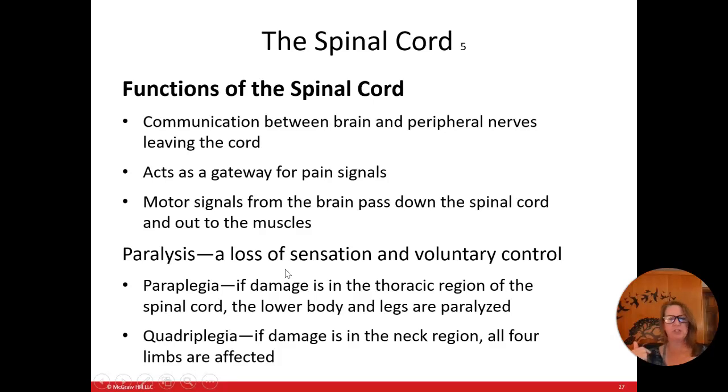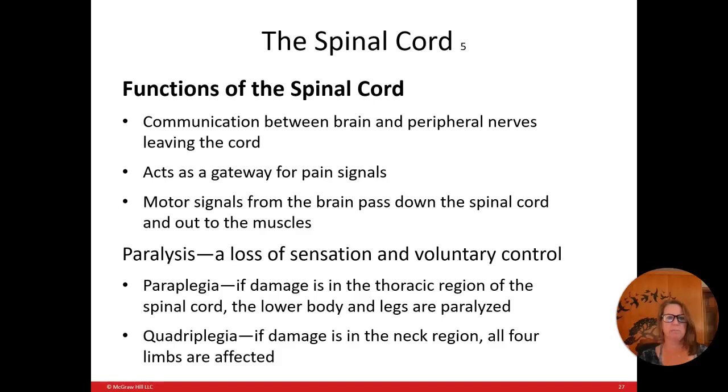So in addition to acting as the primary gateway for communication, sending information from the sensory division of the peripheral nervous system to the spinal cord to the brain and back out, we know that it's also a gateway for pain signals, and motor signals from the brain pass back down the spinal cord out to the muscles.